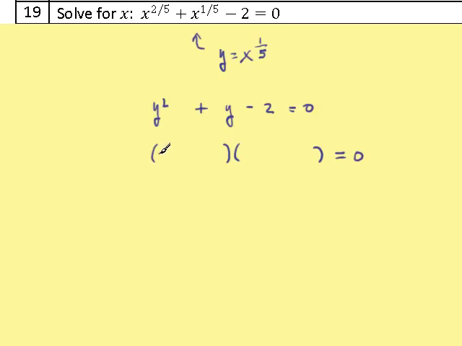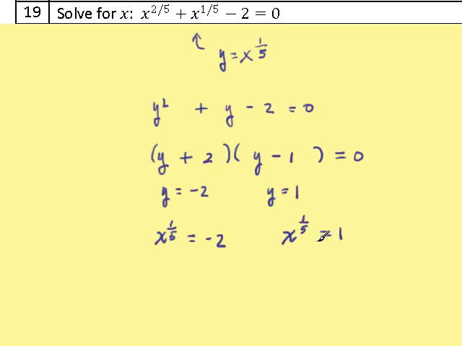And here we have factorization: y plus 2, y minus 1. So we get the two solutions, y is equal to minus 2 and y is equal to 1. Now to get the x solutions, let's replace y with x to the 1/5. x to the 1/5 is equal to minus 2. x to the 1/5 is equal to 1.